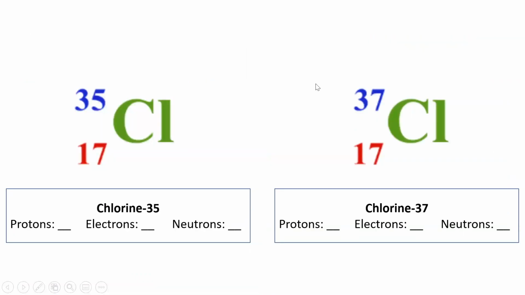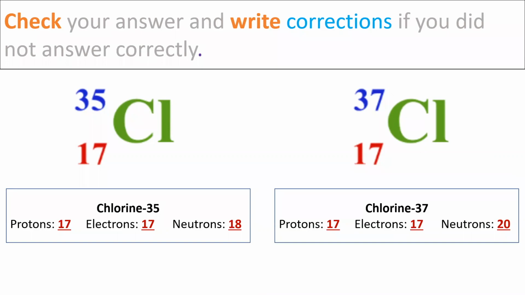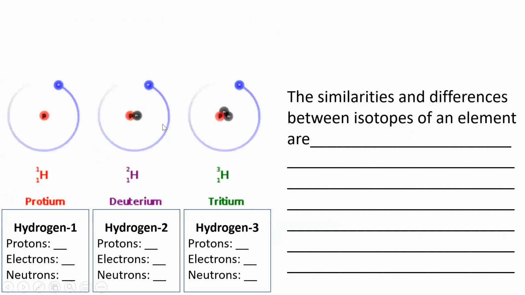So we've got two isotopes here, both chlorine, like I mentioned earlier, Cl for chlorine. So we've exercised writing the protons, the electrons, and the neutrons. Okay, so the answers. They both got the same number of protons, same number of electrons, but they differ in the amount of neutrons they have. And you can tell that by taking this number from that number. Okay, so another example.